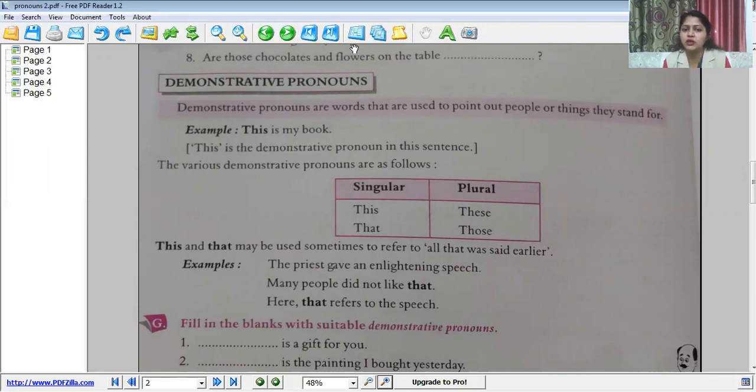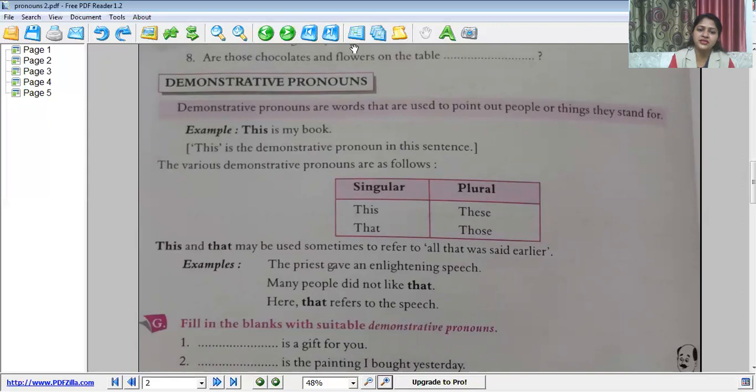The various demonstrative pronouns are, in the singular form, this and that. You have learnt about this. In plural, you have these and those. When you are in small classes, in class 1 and 2, this, that, these, those were indicators showing you at what distance. This is close by, that is far off. These is close by for plural, many things together in front of you, and those is far away from you.